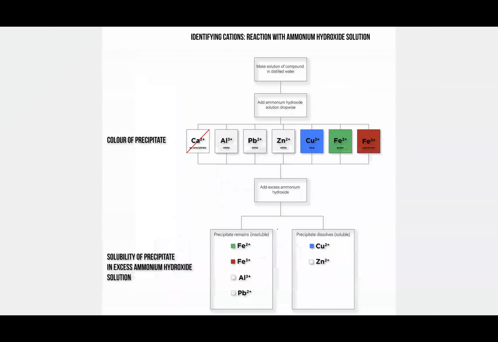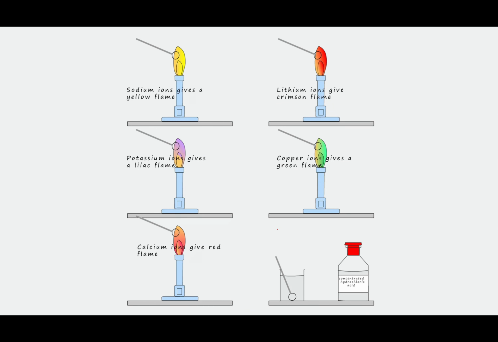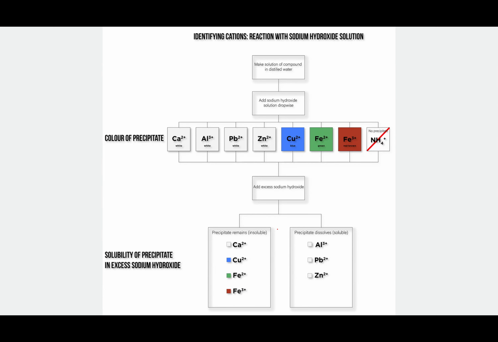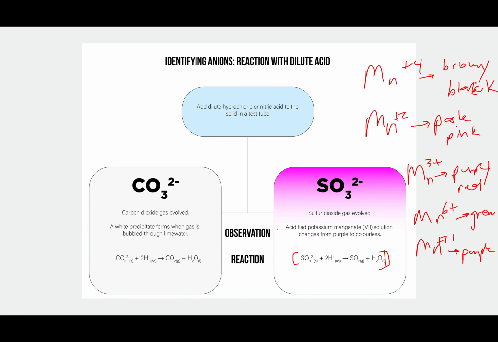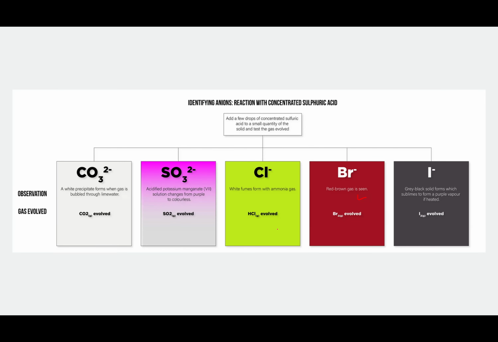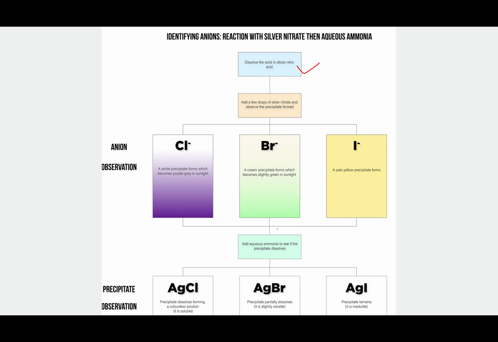We just generally have to know our reactions of our flame test, right? Our tests for cations with sodium hydroxide and ammonium hydroxide. Then our tests for heating, right? Some of our anions, our nitrate ion test, reactions with dilute nitric or hydrochloric acid, your reactions with concentrated sulfuric acid, your silver nitrate complexes with your iodide. I'm just summing up what we did in this entire thing.